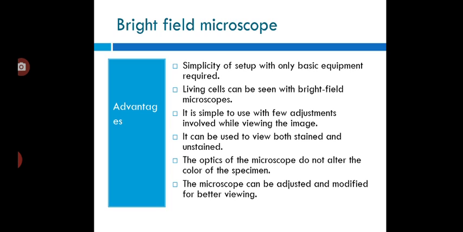The microscope can be adjusted and modified for better viewing, such as installing a camera to form a digital microscope, or changing the way image illumination is done, such as by use of fluorochromes on the specimen and viewing under a dark environment, forming a dark field microscope.